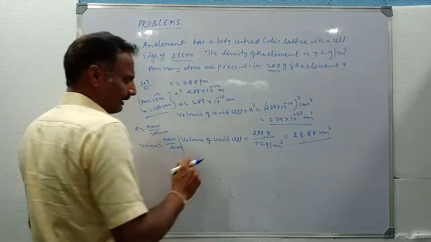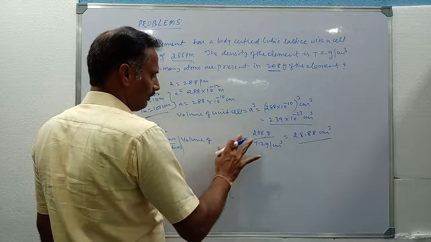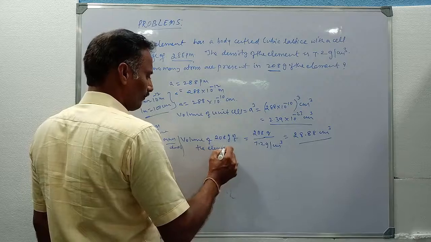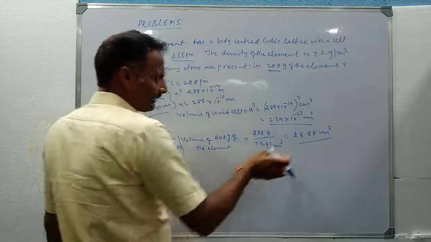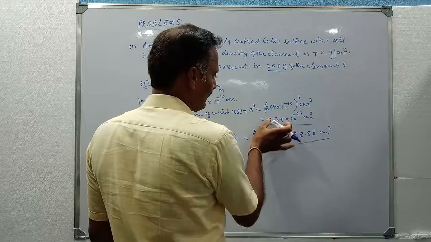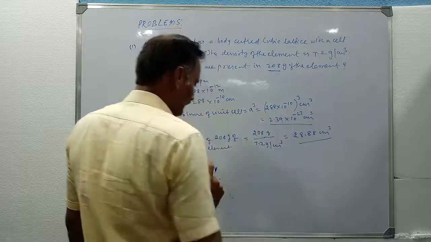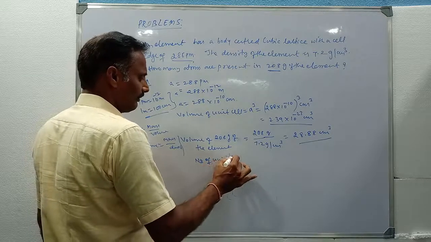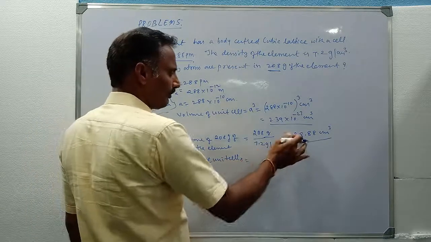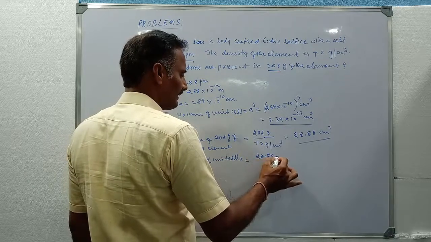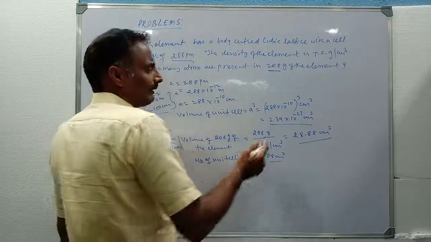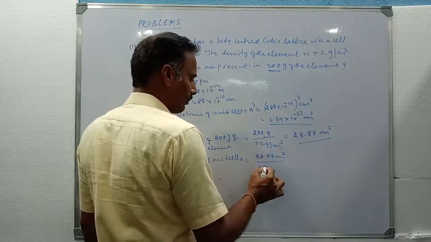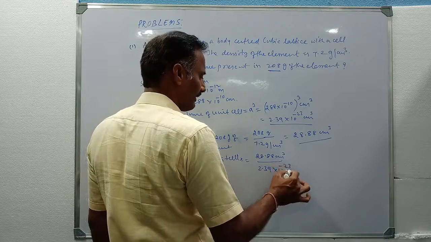This is the volume of 208 gram of the element. By knowing this, the volume per unit cell, you then calculate the number of unit cells. Number of unit cells is equal to total volume, 28.88 centimeter cube, divided by each unit cell volume, which is 2.39 into 10 to the power of minus 23.